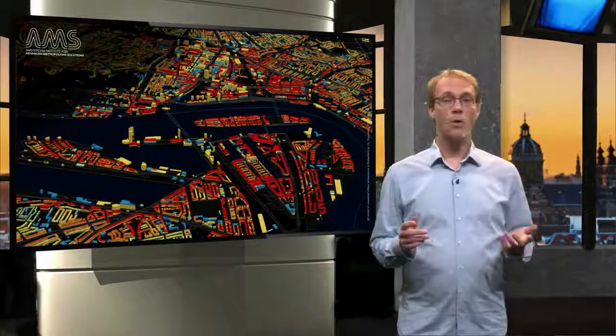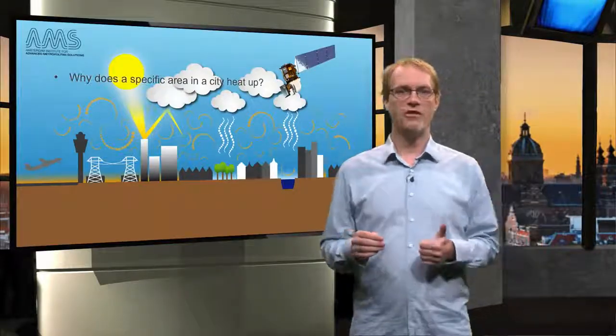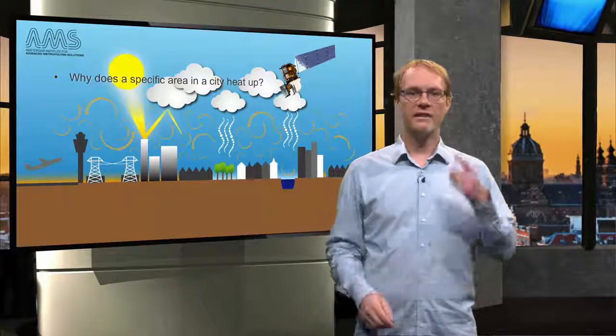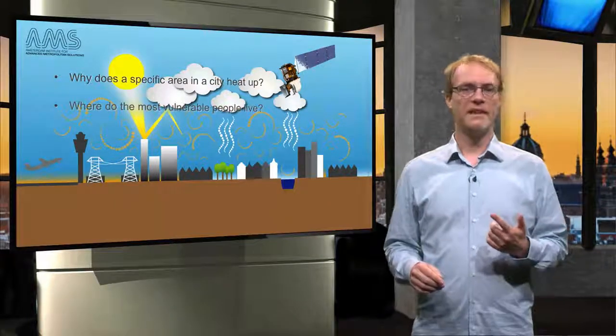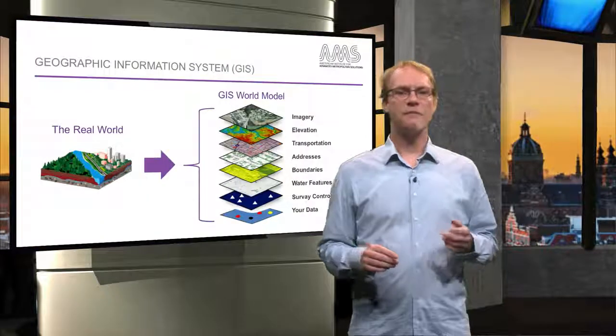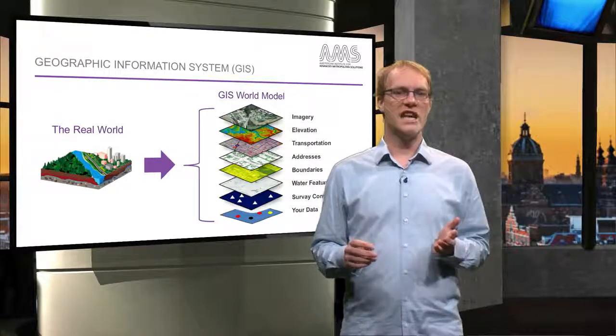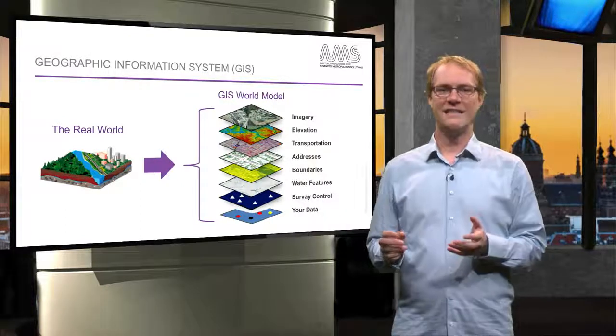So, by now we know where the city heats up, but two questions remain. First, why does a specific area in a city heat up? And second, where do most vulnerable people live? We answer both questions using a geographic information system, in short, a GIS, and spatial analysis.